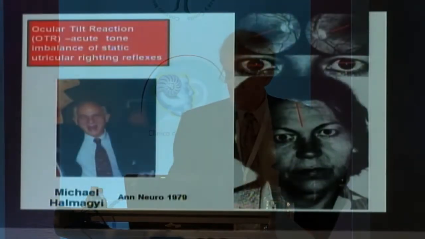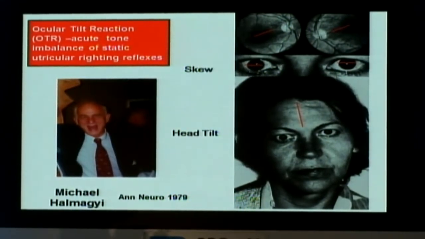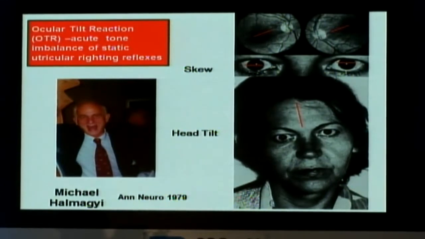Michael Halmagyi, of course, and colleagues put a lot of this on the map. He wrote about a patient who actually had a peripheral lesion, a surgically created lesion cutting the nerve to the utricle, and she developed what we call the ocular tilt reaction. You can see the head is tilted a little bit. There's a vertical difference between the eyes, one is higher than the other. And if you were to look at the back of the eye and see where the optic nerve head and the macula were, you could see the eyes were rotated. This triad is called the ocular tilt reaction.